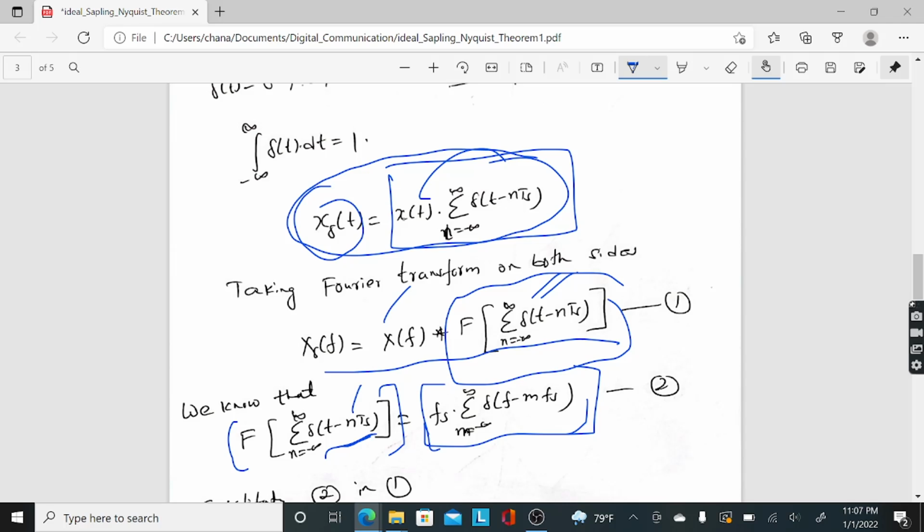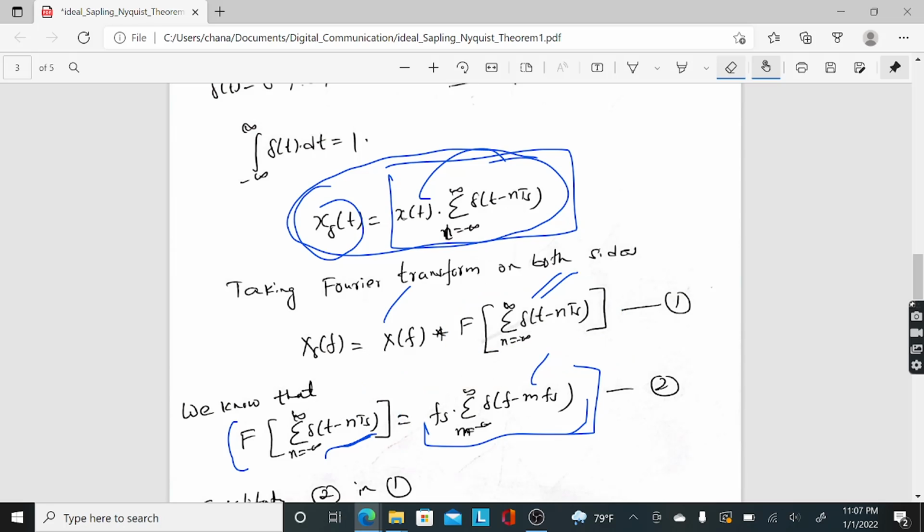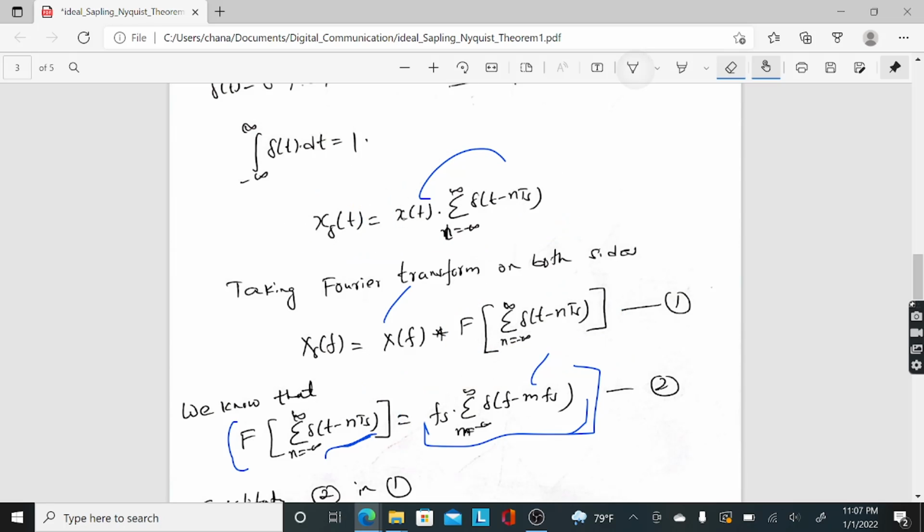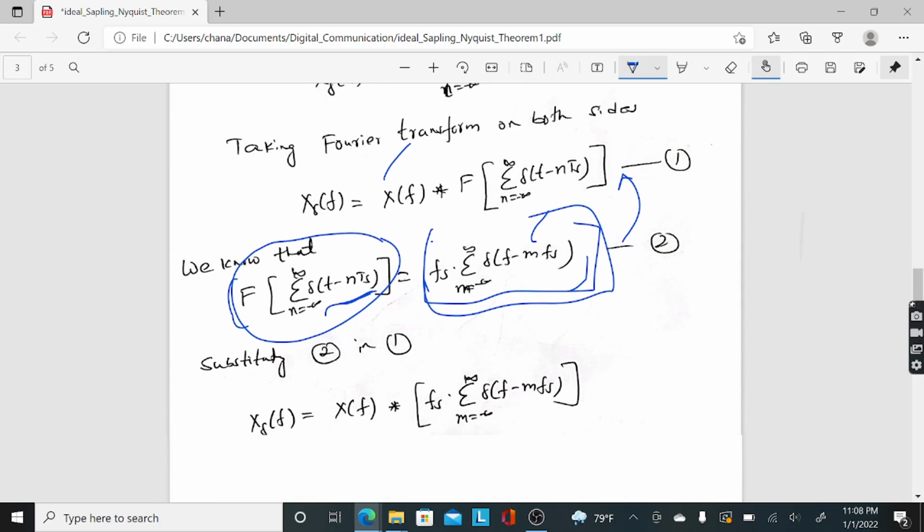Here n and m are just variables used for summation. I'm using different n and m because these are two different summations. So to clarify, these are not the same variables. But essentially, if I take the Fourier transform of an impulse stream in the time domain, it's fs times an impulse stream in the frequency domain. So now I'll just substitute equation 2 into 1, and then I get the next one.